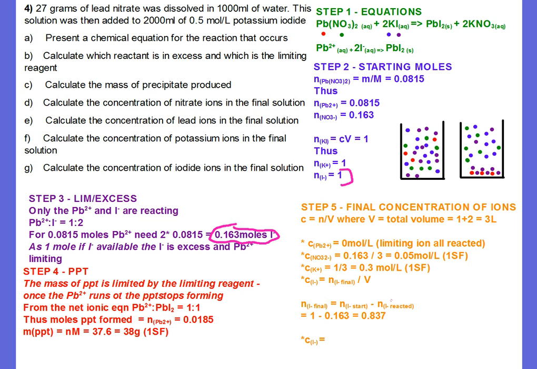So therefore the final amount of iodide in solution is just that 1, take away the 0.163. There are 0.837 moles of iodide left in solution, so therefore the concentration of iodide is 0.3 moles per litre. Now if you were pausing all the way through, I didn't really give you much time to pause, but if you were pausing all the way through and you follow that through and understand, great.